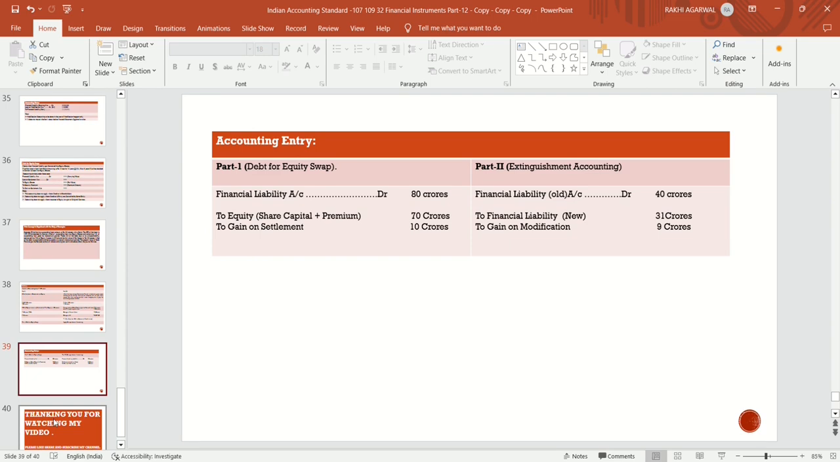And in part 2, we have to apply extinguishment accounting. So the old liability is 40 crores, that is one third of 120 crores. The new liability is 31 crores. And the differential amount is gain on modification. So financial liability account debit by 40 crores to financial liability new, that is 31 crores, and the differential amount is to gain on modification by 9 crores.